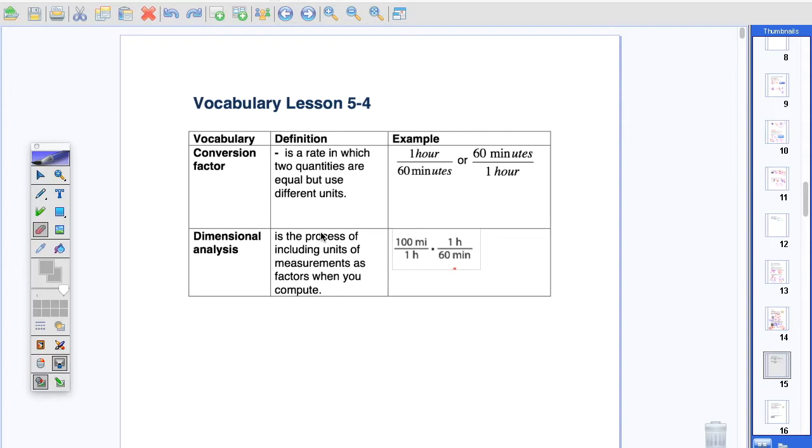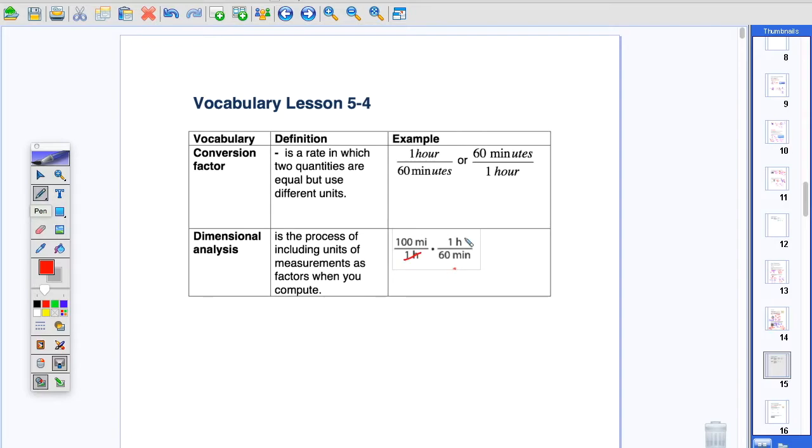We can have hour in the numerator and minutes in the denominator, or we can flip it around and have minutes in the numerator and hours in the denominator. Dimensional analysis is the process of including units of measurement as factors when you compute. So in the example, I have 100 miles over 1 hour. Well, we can use dimensional analysis to convert this. We want to make sure that our units cross-cancel.